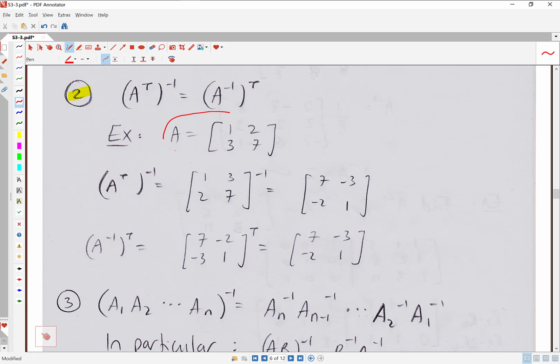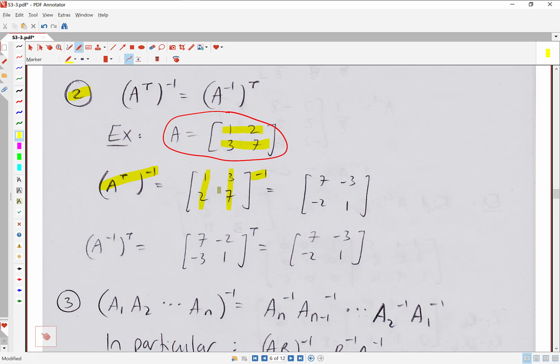So let's start with this matrix A here, and let's calculate the left side. So in other words, let's say we want to calculate the inverse of A transpose. So we'd work inside the brackets first. We would transpose our matrix A. So remember, transposing just means turn the rows into columns. So here are the rows of A, put those into the columns. This is now A transpose. And then let's find the inverse of that.